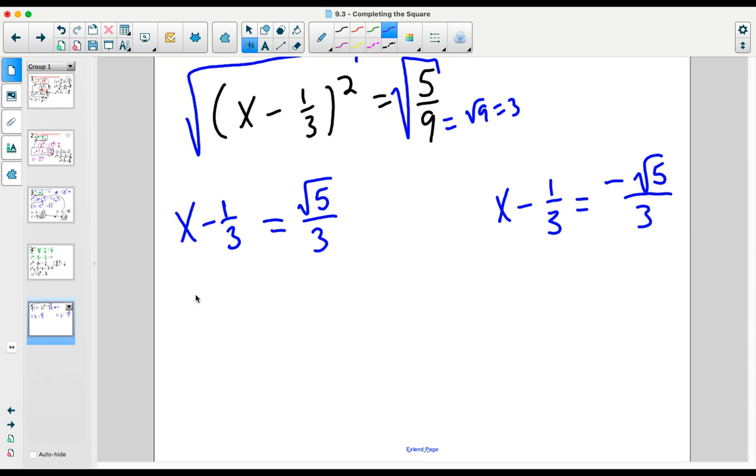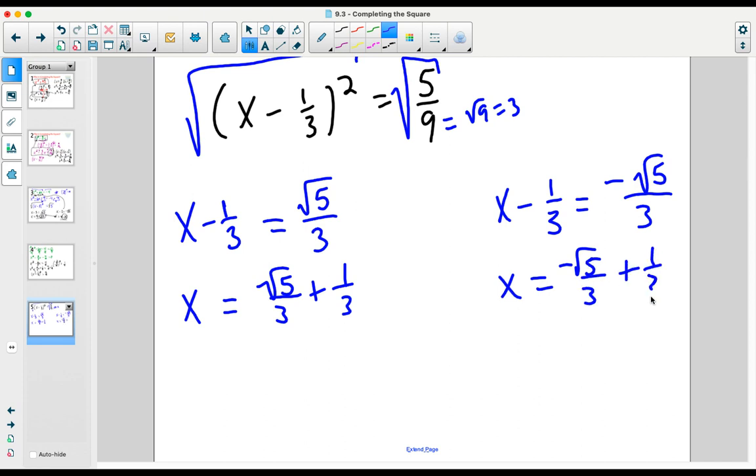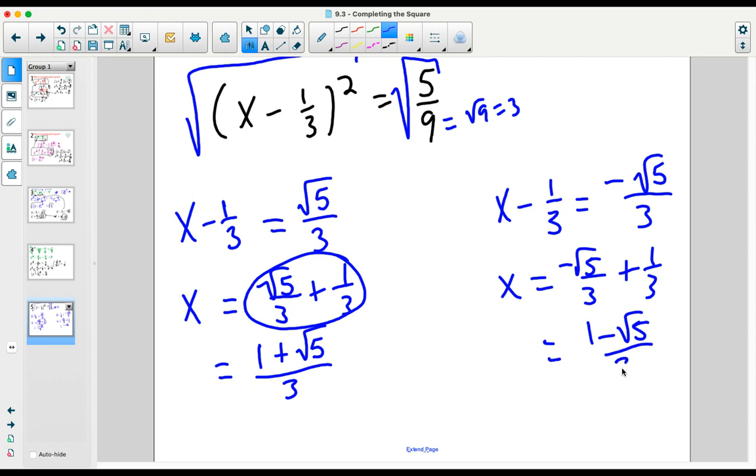Adding to solve both of these smaller linear equations, we get x is equal to root 5/3 plus 1/3, and x is equal to the opposite of root 5/3 plus 1/3. Normally, you will see these written so that the constant rational term is first, followed by its irrational part, and especially because they have the same denominator, we can add these two fractions together. And we'll do the same thing over here, 1 minus root 5/3. So here are our two solutions.